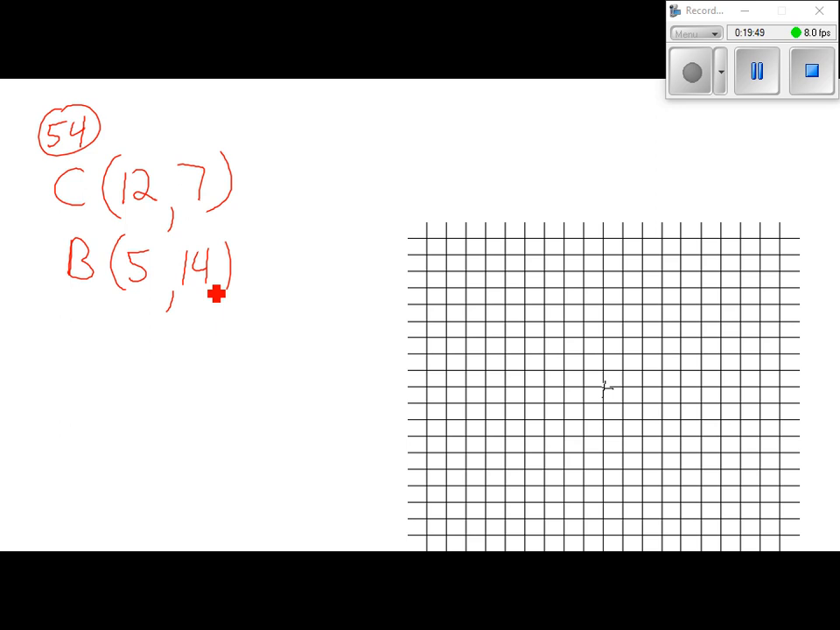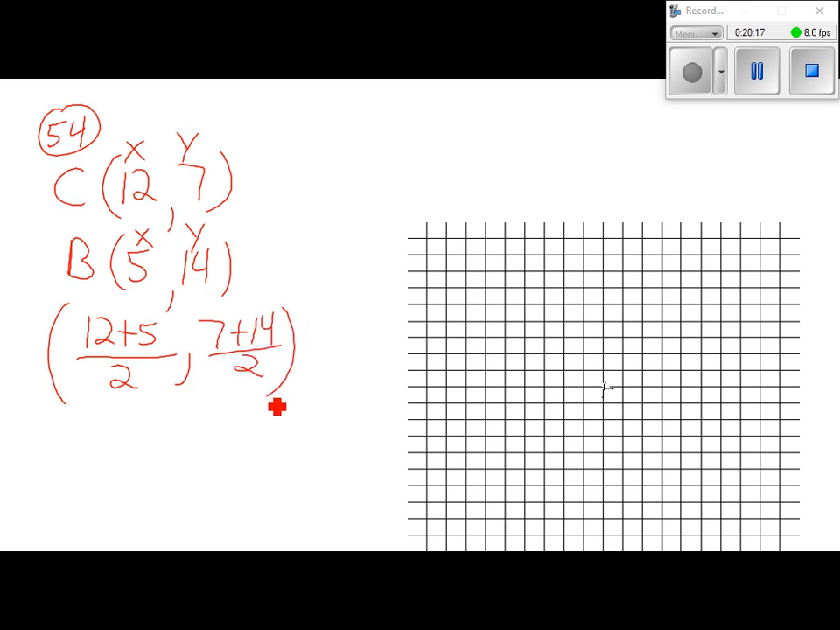The midpoint. Do we have to do all that long stuff that we just did on that last problem? No, this time all we really have to do is take the x's, add them together and divide by 2. Take the y's, add them together and divide by 2. What are our x's this time? 12 plus 5, divide by 2. You might need your calculator out. What's our y's? 7 plus 14 divided by 2.